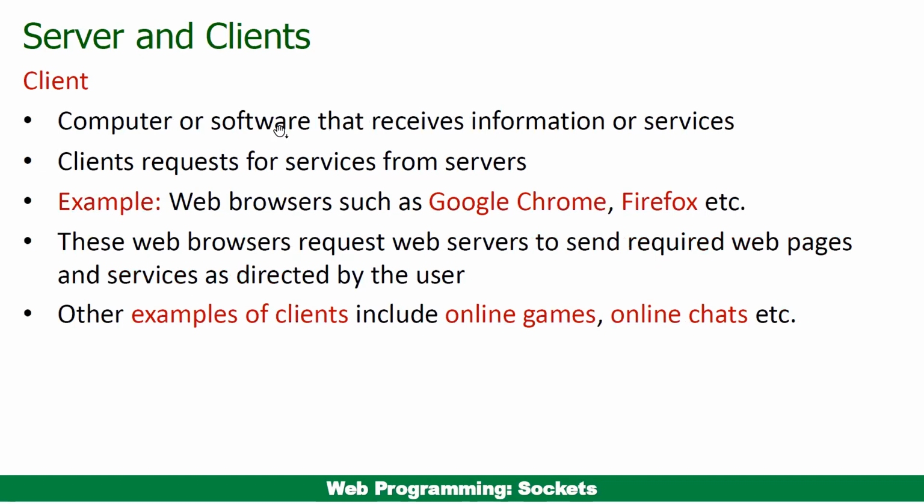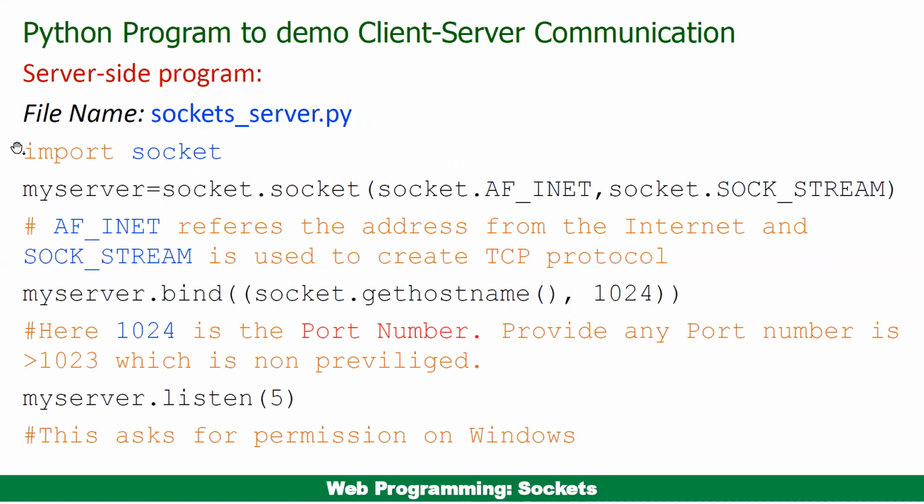Then coming to the client. A client is also a computer or software which receives information or services. Clients request services from servers. Examples are web browsers such as Google Chrome, Firefox, etc. These web browsers request web servers to send required web pages and services as directed by the user. Other examples of clients include online games, online chats, etc. This is about the client side. Now let us see a simple Python program to demonstrate client-server communication.